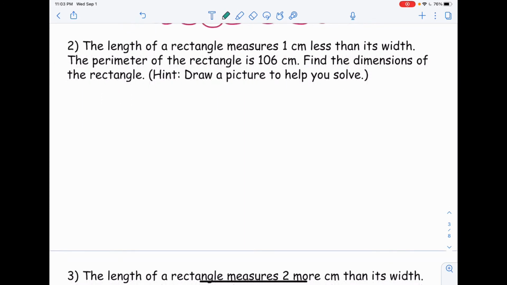The length of a rectangle measures 1 centimeter less than its width. The perimeter of the rectangle is 106 centimeters. Find the dimensions of the rectangle. Draw a picture to help you solve. Let's go ahead and draw a picture. There's our rectangle.